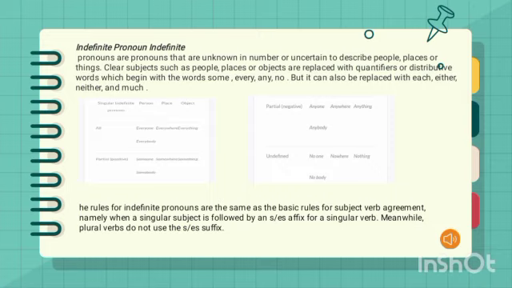Okay. The rules for indefinite pronouns are the same as the basic rules for subject-verb agreement. Namely, when a singular subject is used, the verb takes the s suffix, a singular form. Meanwhile, plural verbs do not use the s suffix. Okay. Next, our friend Miko will read it.